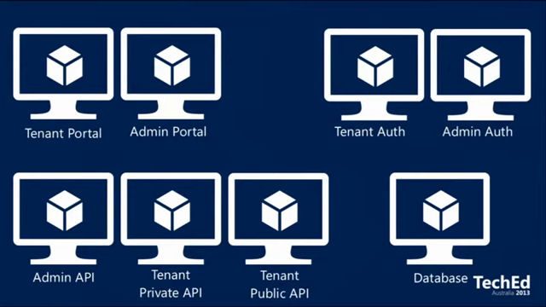So the difference between the private API and the public API is the one that you would expose out to the internet if you had a bunch of tenants using it and they would talk to with their tools. The private API is what the tenant portal talks to, basically. And then there's a couple of authentication sites, a tenant authentication site and the admin authentication site. So those are kind of the main bits of the Azure Pack.